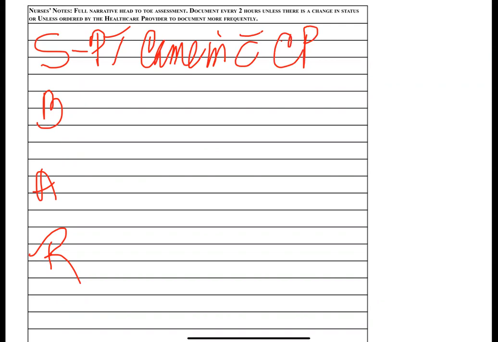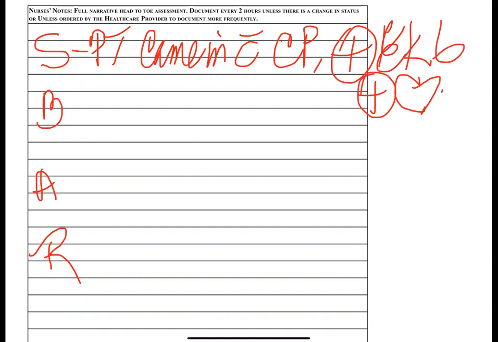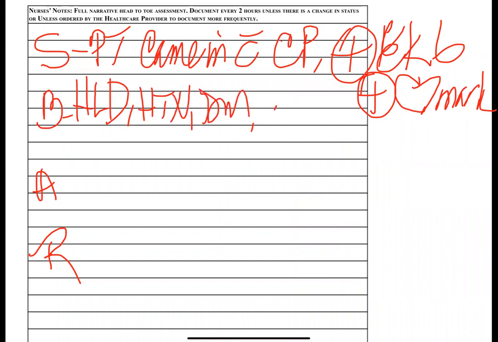For example, situation, patient came in with chest pain, positive EKG, and positive cardiac markers. Okay, so he's having an MI. Background, this patient has a history of hyperlipidemia, hypertension, diabetes, and he's a smoker. Right, so now we know that all these risk factors are pointing this way.